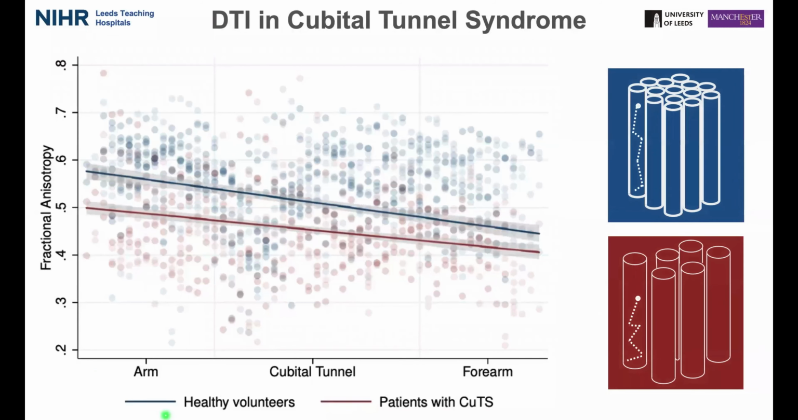Consider this. These are measurements from high up in the arm, at the level of the cubital tunnel where the problem is supposed to be, and within the forearm. Each point represents a measurement from a slice. Here, patients are around 10% lower in FA than healthy adults.